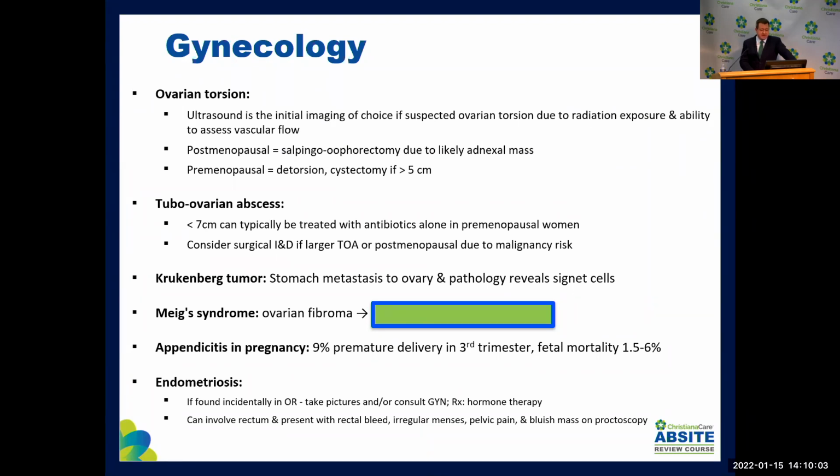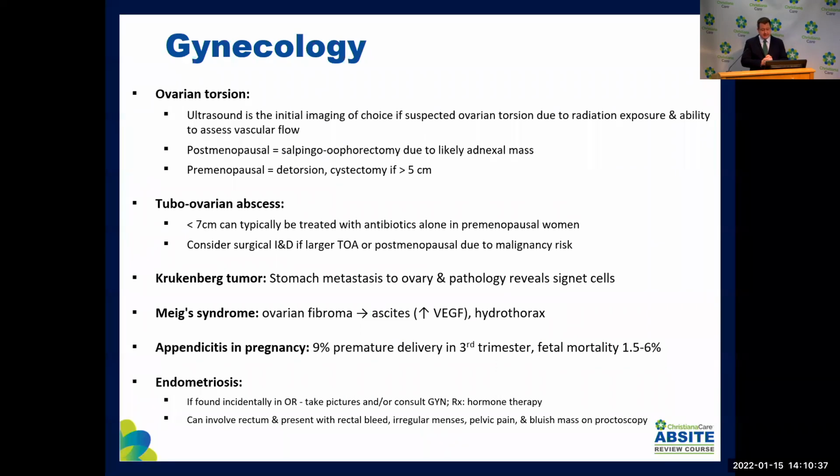Krukenberg tumors are stomach metastases that have dropped down to the ovary. In pathology, they're going to give you signet cells and say, where was this primary source from? And that's going to be the stomach. Meigs syndrome, anyone want to take a shot at this? An ovarian fibroma that leads to ascites and pleural effusion, or typically a right hydrothorax. And that's from an increase in VEGF within that fibroma.